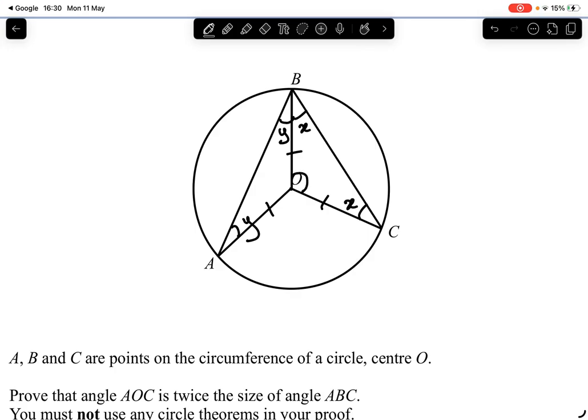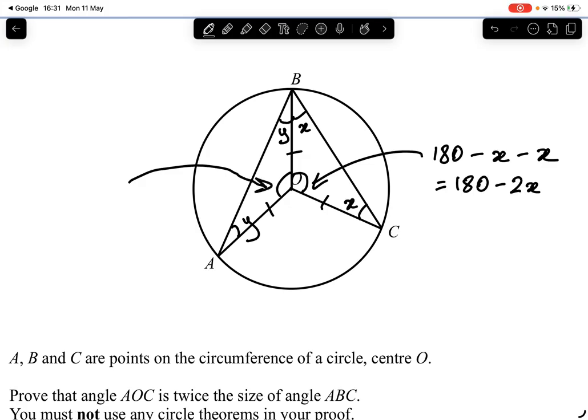So let's have a think now about these two internal angles. Well, angles in a triangle add up to 180. So this one here is going to be 180, take away x, take away x, or 180 subtract 2x. This angle in here is going to be 180 subtract 2y, for the same reason.